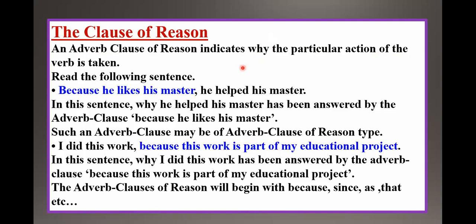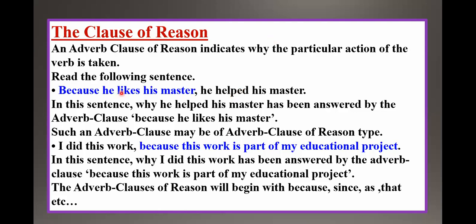I will eat because I'm hungry. So this is giving my reason. When you're giving a reason in the clause, then it's called a clause of reason. Read the following sentence. Because he likes his master, he helped his master. Now see, he helped his master. This is my main clause, and he is my subject. Helped is my verb here. So this is a complete sentence. This does not need a dependent clause.